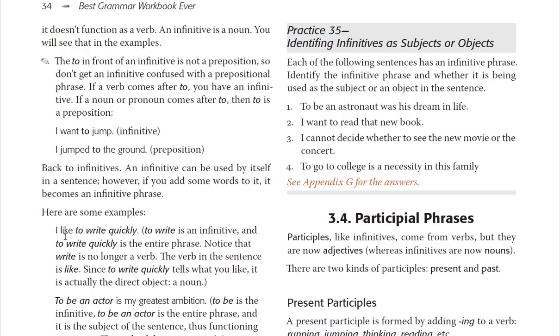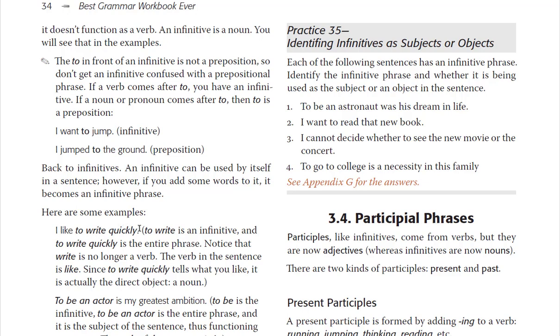So anything that comes after the verb, like so, this is an infinitive phrase used as an object. To write is an infinitive, and to write quickly is the entire phrase. Phrase versus a clause: a clause has a subject and a verb. A phrase is just a group of words with no subject and verb. So when you have to write quickly, this is known as an infinitive phrase. And so here you have an infinitive phrase used as an object.